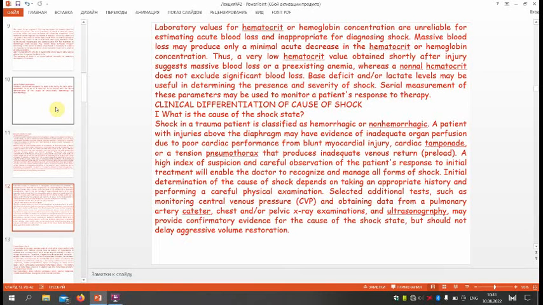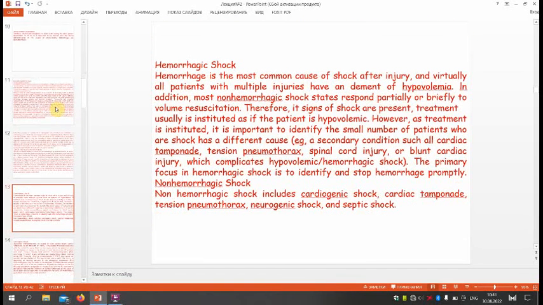Initial determination of the cause of shock depends on taking an appropriate history and performing a careful physical examination. Selected additional tests such as monitoring central venous pressure and obtaining data from a pulmonary artery catheter, chest and/or pelvic X-ray examinations, and ultrasonography may provide confirmatory evidence for the cause of shock state but should not delay aggressive volume restoration.